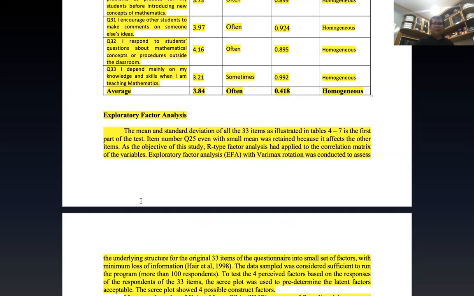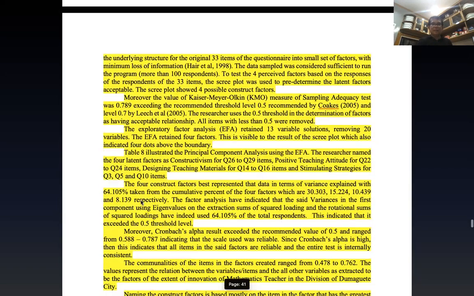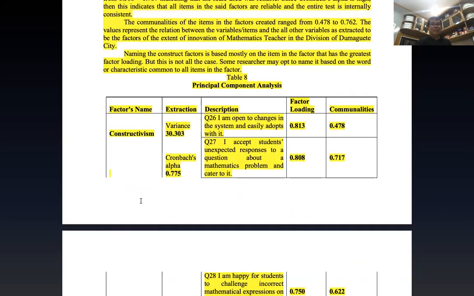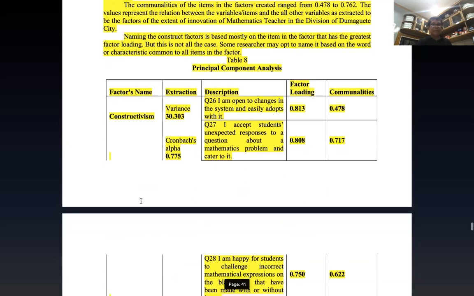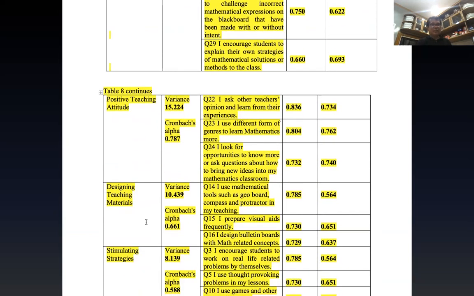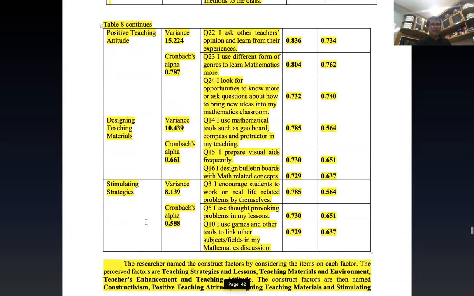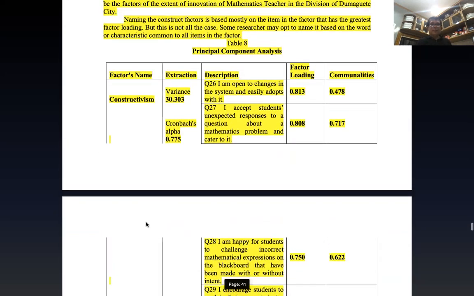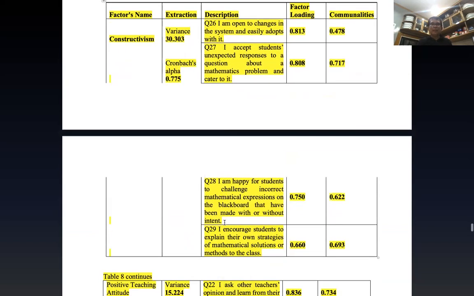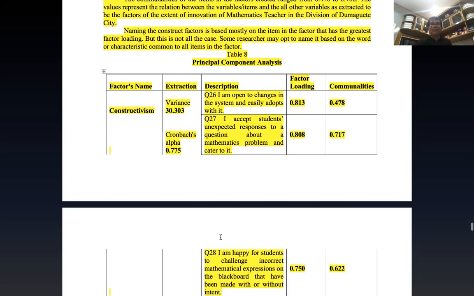And through exploratory factor analysis, using principal component analysis, the factor names are changed into constructivism, then positive teaching attitude, designing teaching materials, and then stimulating strategies. So if you look at constructivism, it is actually composed of Q26, Q27, Q28, and then Q29. So what are these items?